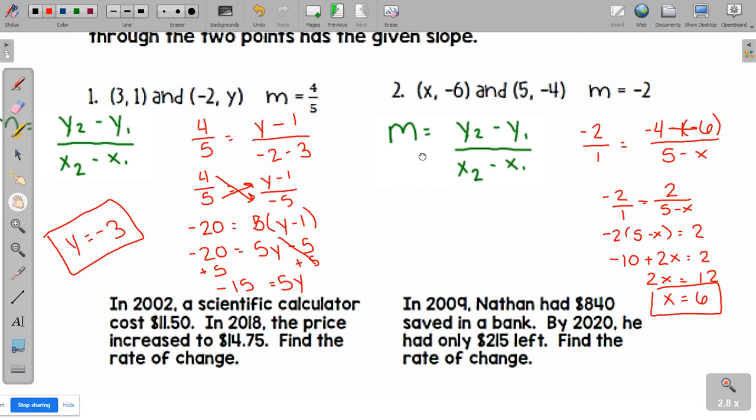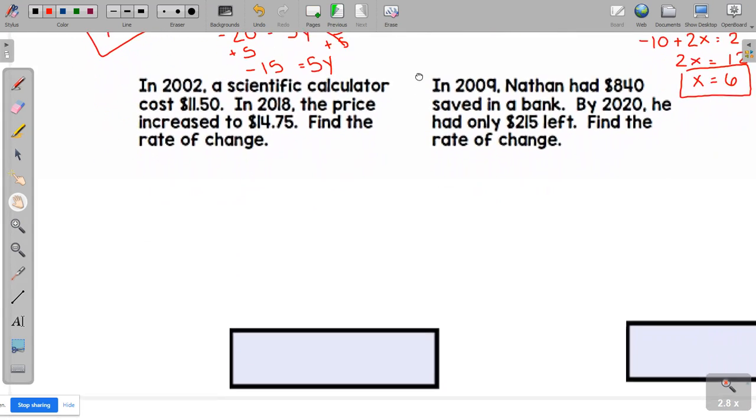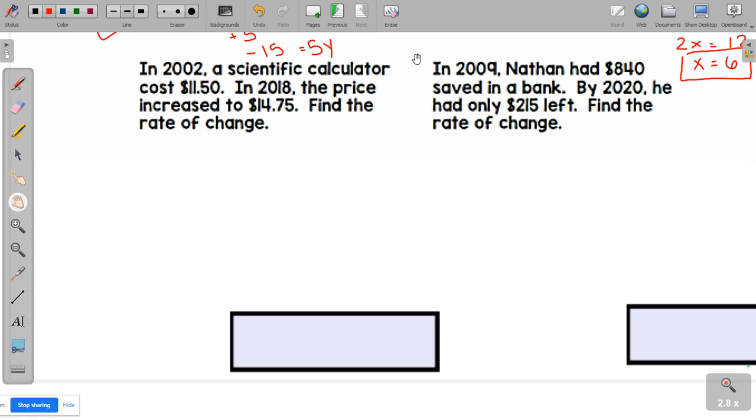Okay, let's look at these two word problems. In 2002, a scientific calculator cost $11.50. In 2018, the price increased to $14.75. Find the rate of change. So let's create 2 points. So 2002, comma, the cost, $11.50. Our second point would be 2018 and $14.75.